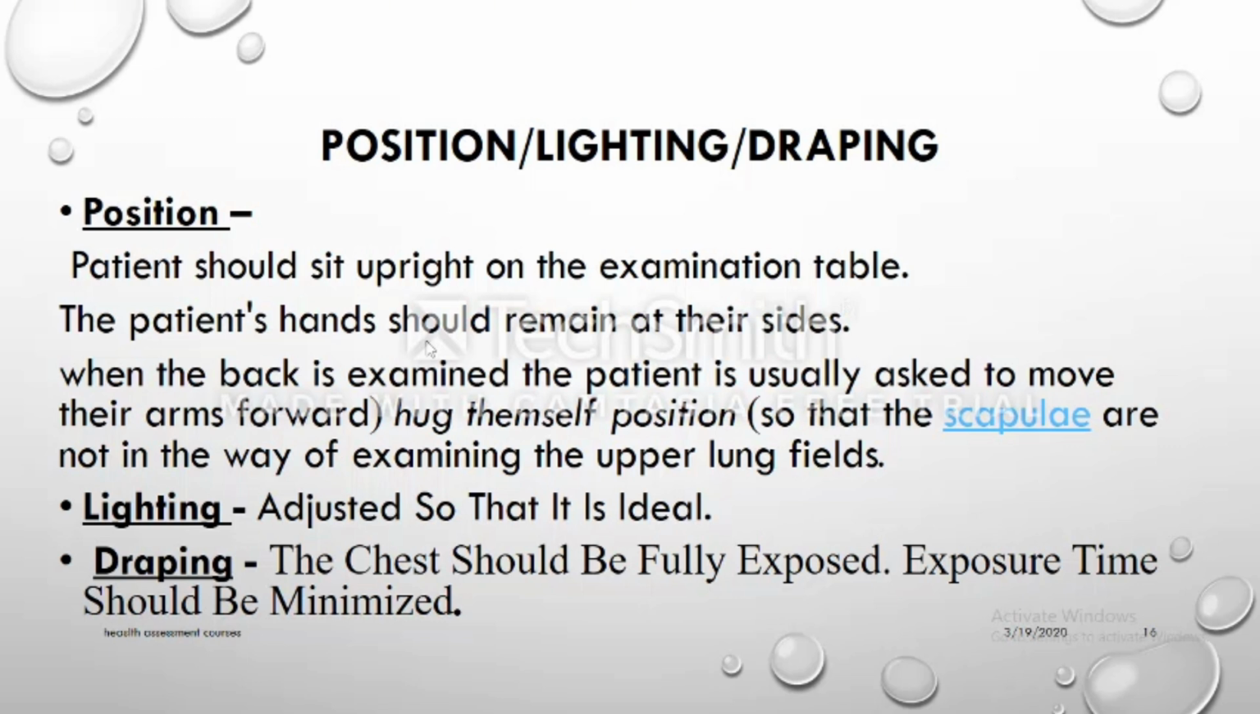When the back is examined, the patient is usually asked to move their arms forward, in the hug-themselves position, so that the scapulae are not in the way of examining the upper lung fields. Also, lighting is adjusted so that it is ideal. Draping: the chest should be fully exposed. Exposure time should be minimized.